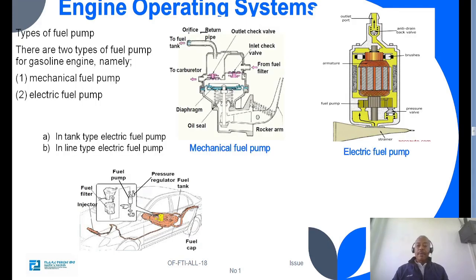The types of fuel pump. There are two types of fuel pump for gasoline engines: the mechanical fuel pump and the electric fuel pump. The mechanical fuel pump is shown in this picture, and the electric fuel pump is shown in this picture. The electric fuel pump can be an in-tank type electric fuel pump or an inline type electric fuel pump. The in-tank type electric fuel pump is located inside the fuel tank, and the inline type electric fuel pump is located in the line of the fuel system.